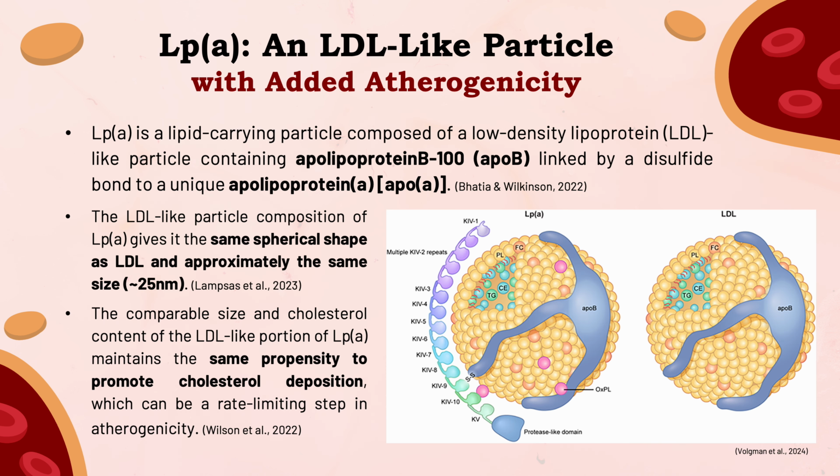Lp(a) is an LDL-like particle containing apolipoprotein B100 linked by a disulfide bond to a unique apolipoprotein A tail. The LDL-like portion has the same spherical size and shape, about 25 nanometers, and density as LDL, meaning Lp(a) is included in standard LDL-C measurements. This similarity allows Lp(a) to promote cholesterol deposition just like LDL, but the ApoA tail adds oxidized phospholipids and prothrombotic properties, making it even more atherogenic. The figure shows how Lp(a) mimics LDL structurally while carrying additional risk factors for cardiovascular disease.